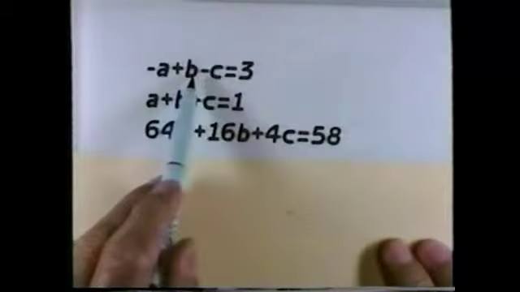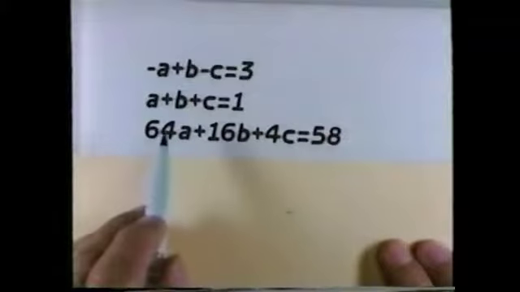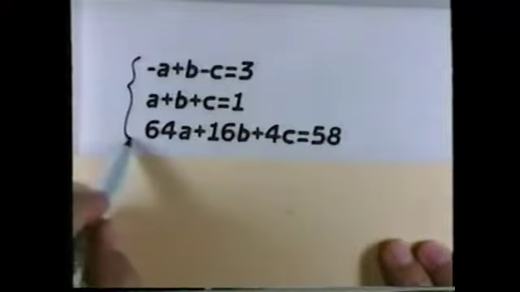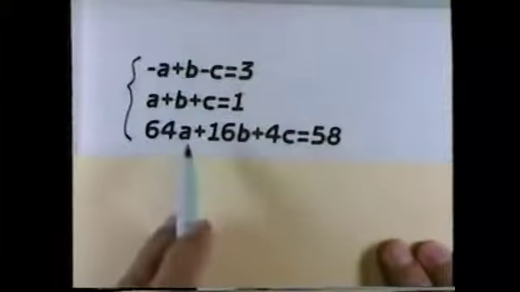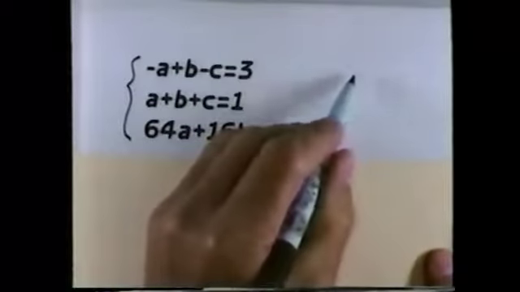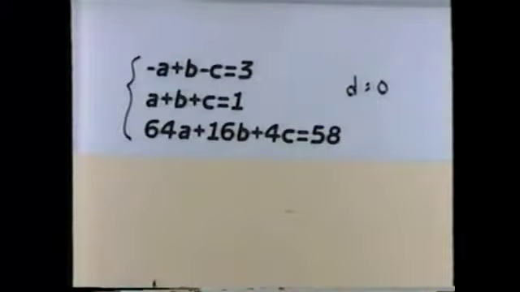The opposite of a plus b minus c is equal to 3. A plus b plus c is equal to 1. 64a plus 16b plus 4c is equal to 58. So we have the 3 by 3 system, 3 equations and 3 variables, a, b, and c. And of course remember that we had d equals 0 as part of the solution.